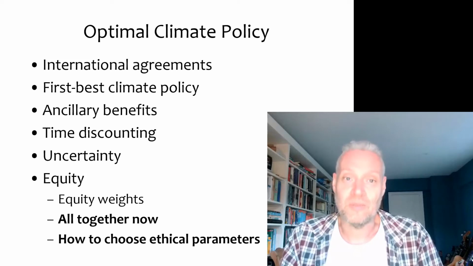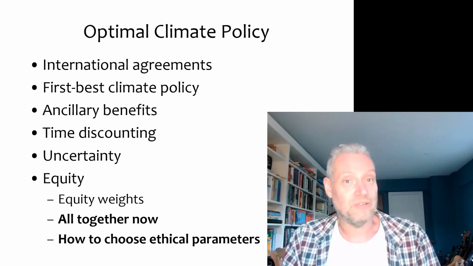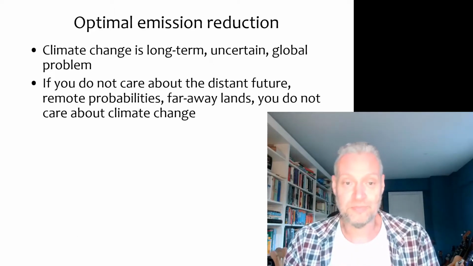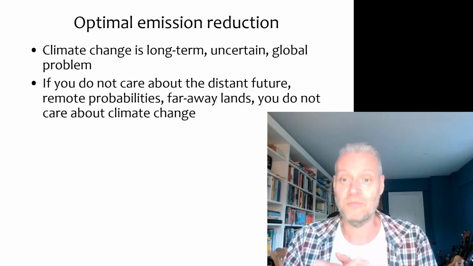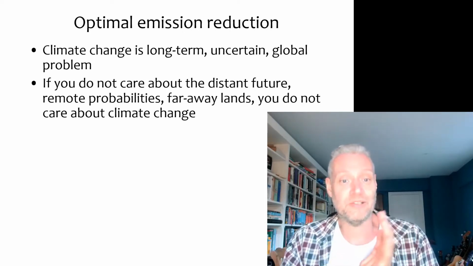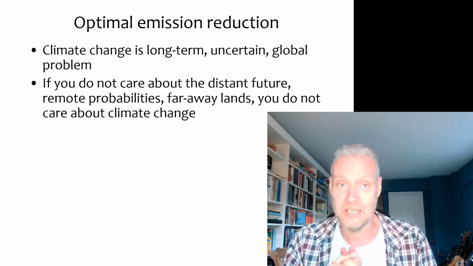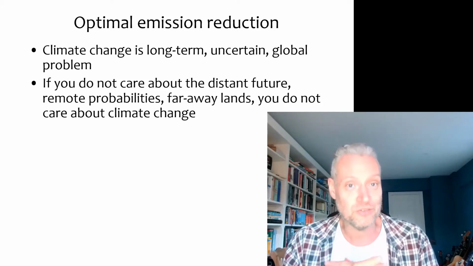The final chapter about optimal climate policy is about the relative importance of the three ethical parameters and about how to choose their values. Climate change is a long-term problem, it's an uncertain problem, it's a global problem, and therefore if you do not care about the distant future, remote probabilities of faraway lands, you do not care about climate change. But how important are these three concerns relative to one another?